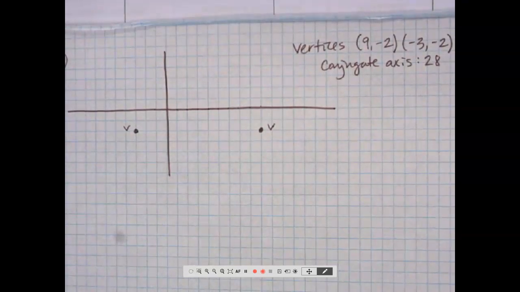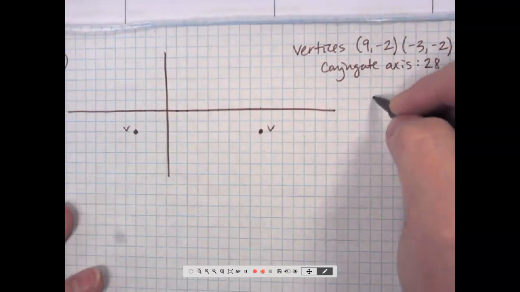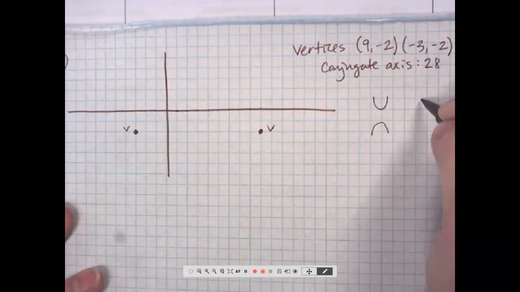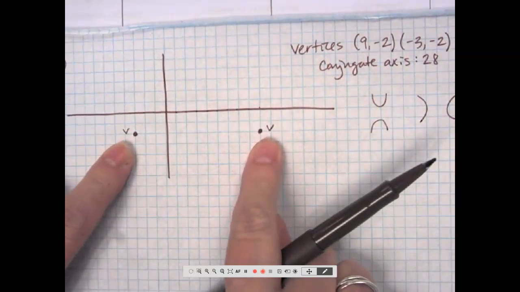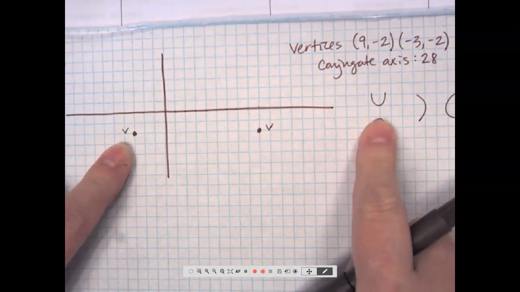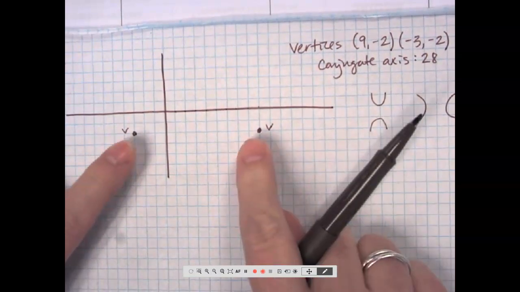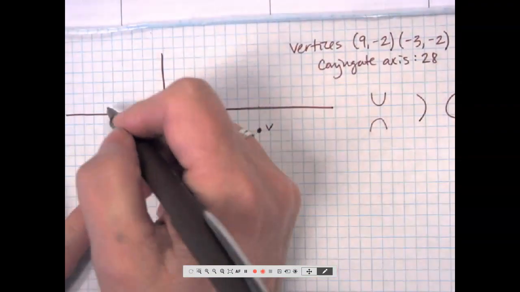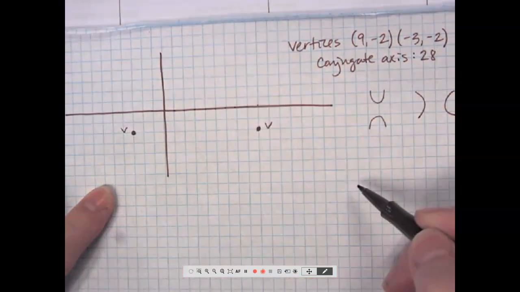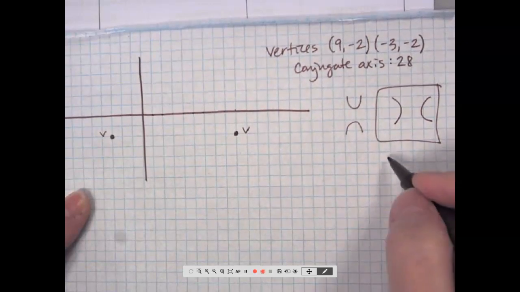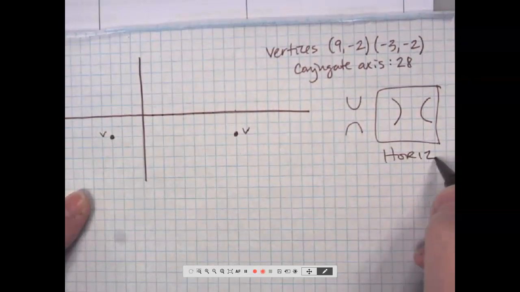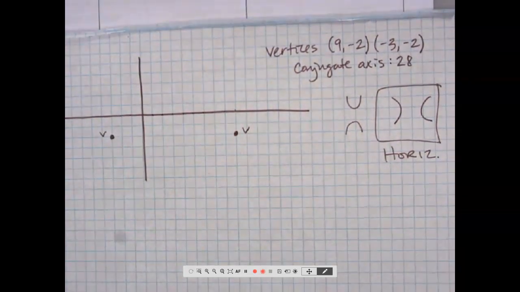Is this horizontal or vertical? Horizontal. Because remember, vertical's going to look like this, and horizontal is going to look like this. Well, if the vertices are lined up horizontally, you're not going to end up with a graph that looks like this coming from those vertices. So the curves will be going out to the left and to the right. So it's definitely a horizontal graph. So when I set up that formula, I'll have to use the horizontal setup.